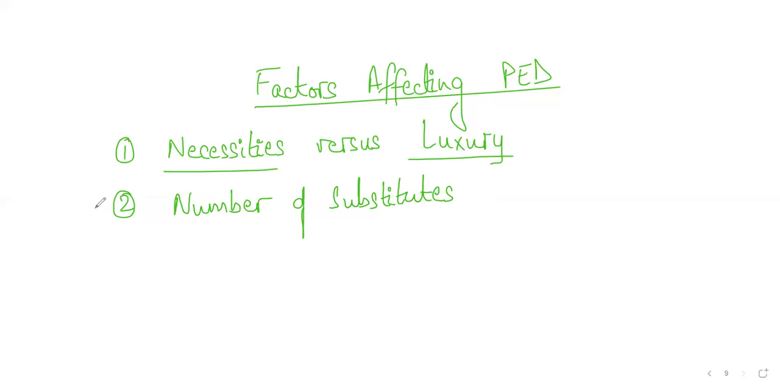Technically, when you have fewer substitutes, it basically becomes a necessity. You have to buy it. You have no other option. But when you have more options, more substitutes, then the demand is more elastic. How many of you are following me, right? So number of substitutes is another thing.